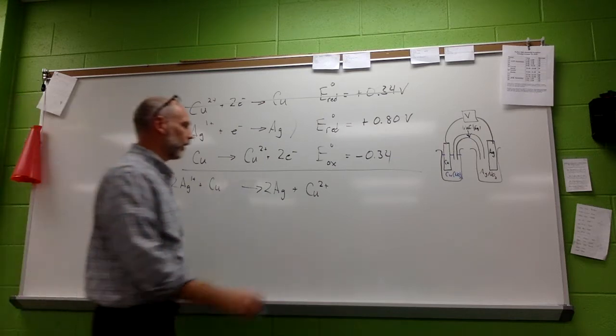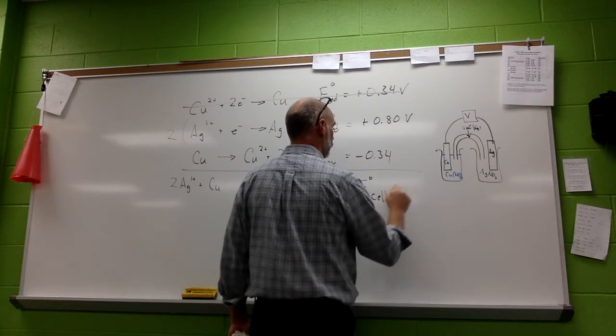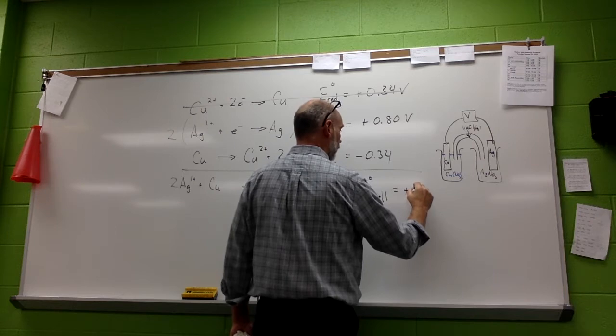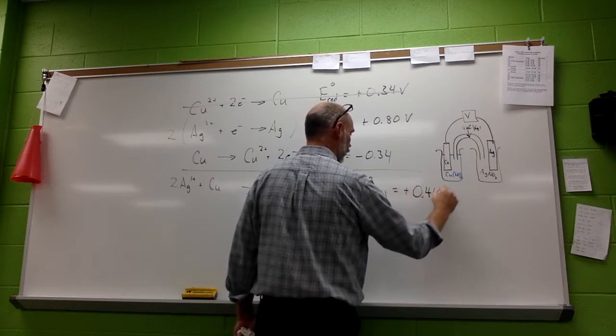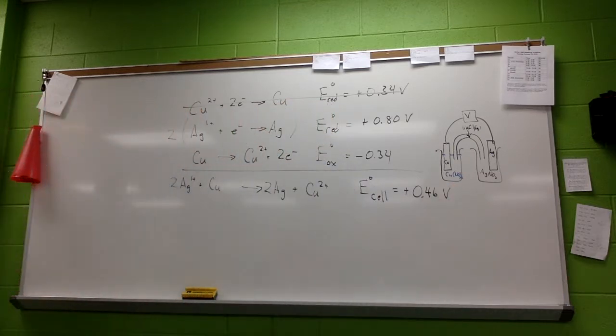Okay? And what is the E cell? Positive point. Everyone together now? 4.6 volts. You guys good? All right.